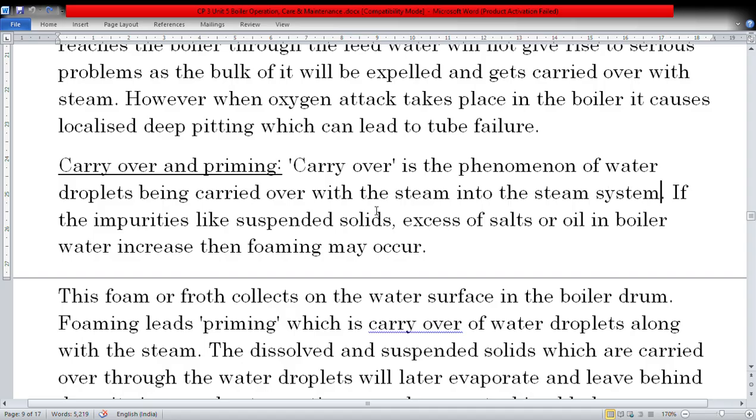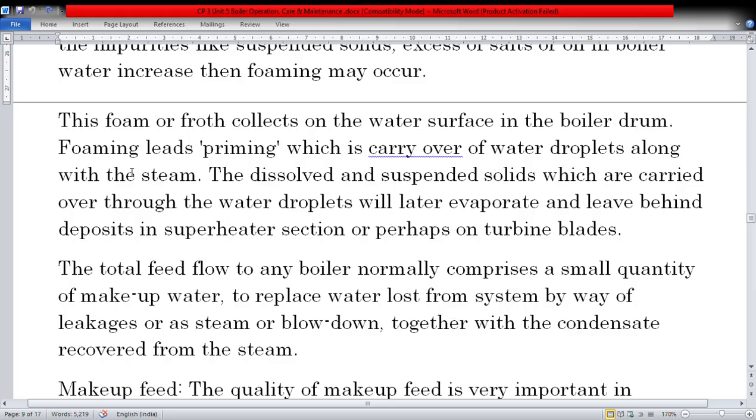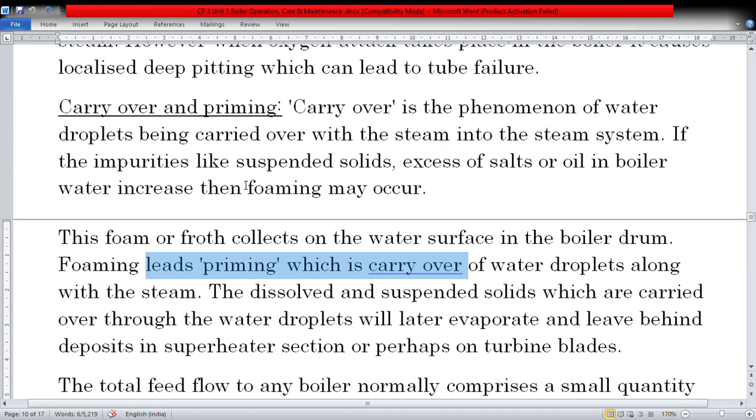If the impurities like suspended solids, excess of salts or oil in the boiler water increase, then foaming may occur. Now this foam or froth collects on the water surface in the boiler drum. Foaming leads to priming, which is carryover. Any foreign particles like suspended solids or the salt, when they enter, may cause foaming. Now this foaming leads to priming, which is carryover of water droplets along the steam system.